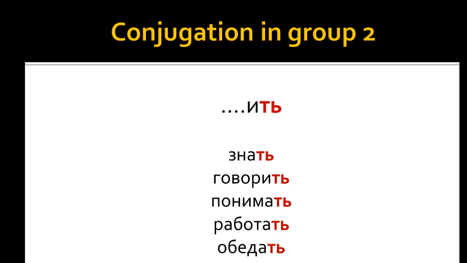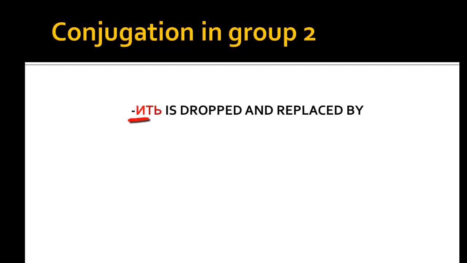Now let's take a look at the verbs that belong to group 2. It's the verbs that end in ить. As you can see right now, you only know one verb in this group, говорить. To conjugate verbs in this group, you need to drop the infinitive ending ть and the preceding vowel и. Then you replace them with a set of personal endings.